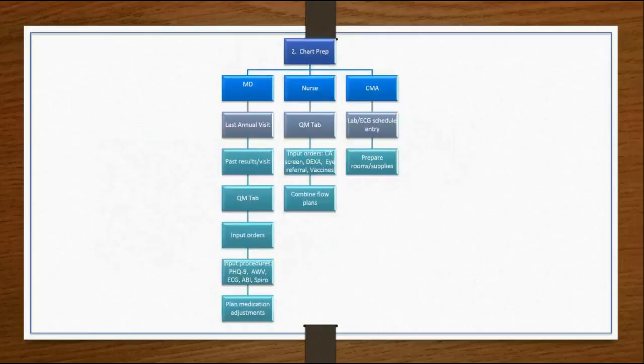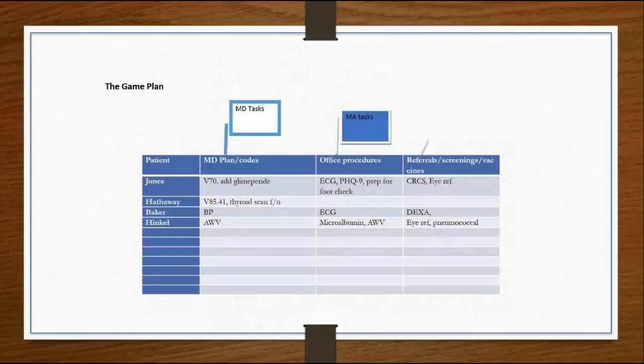The chart prep. The physician will look at the last annual visit and past results, the QM tab is perused, and they input orders, input procedures for the day, as well as plan medication adjustments as well as coding. The nurse's primary responsibility is the QM tab, and she will put in orders that are required and combine flow plans between the physician, the nurse, and the CMA. The CMA will schedule the patients, prepare the rooms, and prepare the supplies. At this point, the game plan is complete. Everyone knows the task for their day.